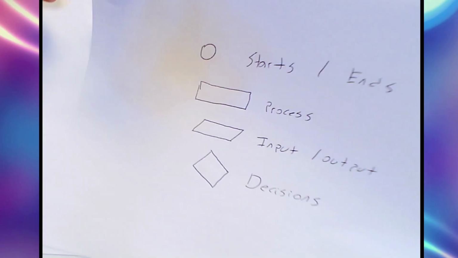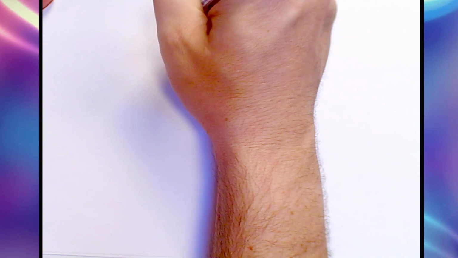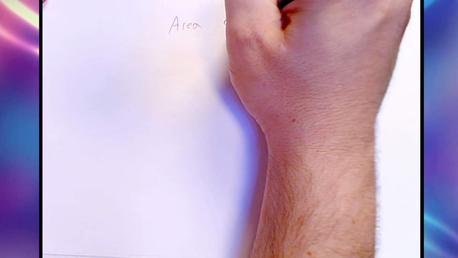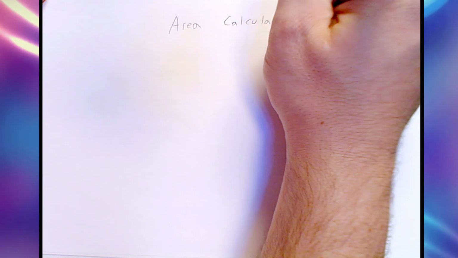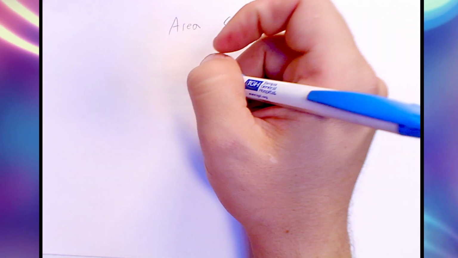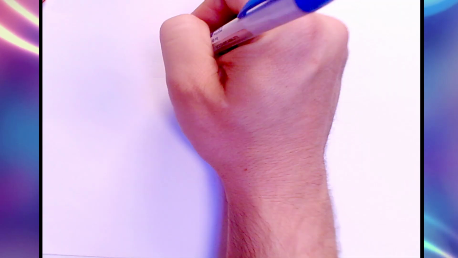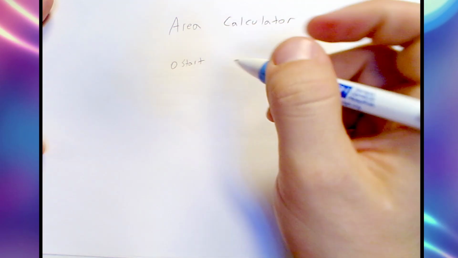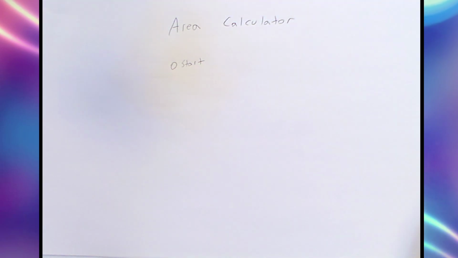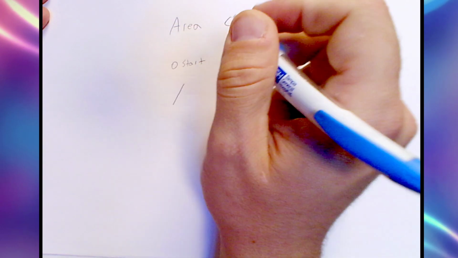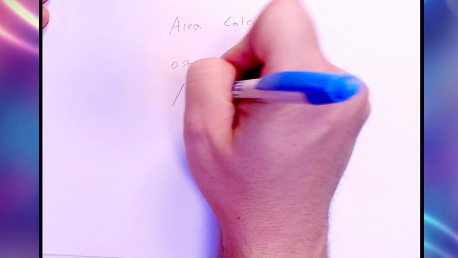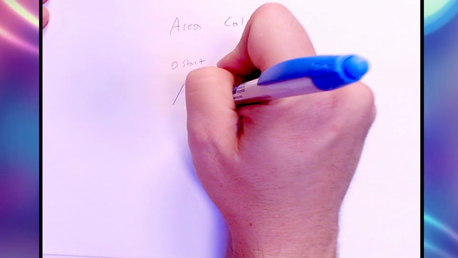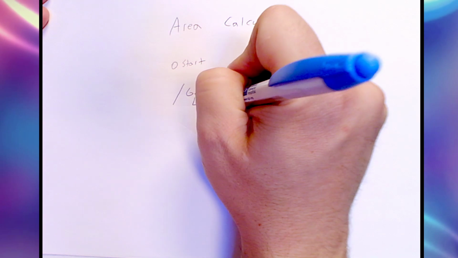But in order for these shapes to make sense, I say we just go ahead and actually create one together. So let's create an area calculator. The first thing we're going to do, for anybody reading our flowchart, is draw a circle and say this is where the flow starts. Then we are going to do an input statement. So this is going to be our parallelogram. And what we're going to say is get length.